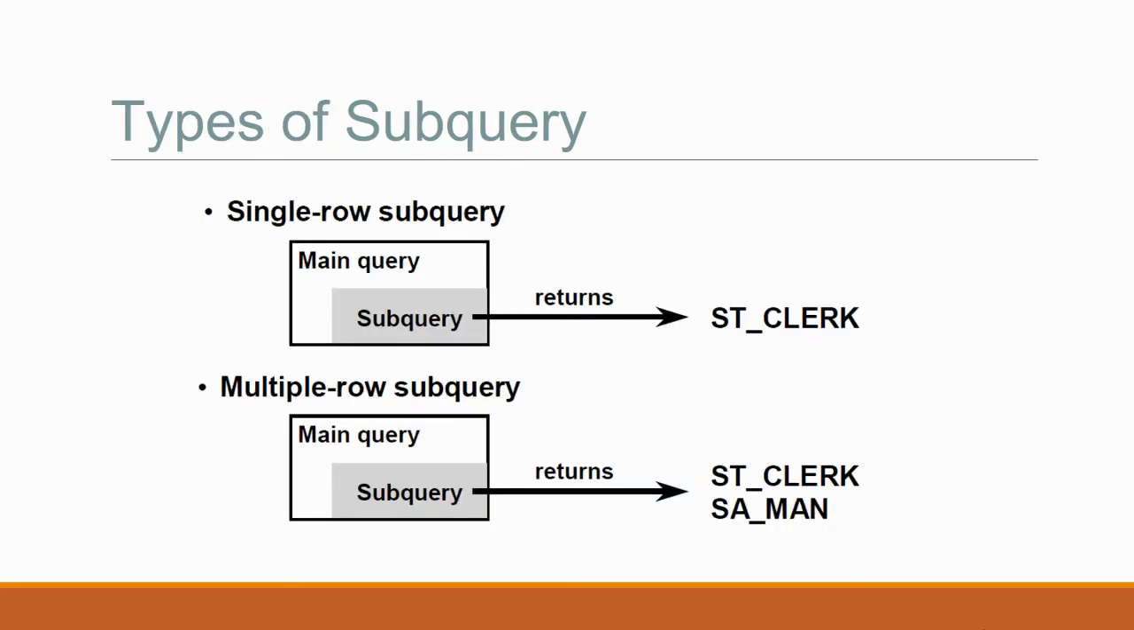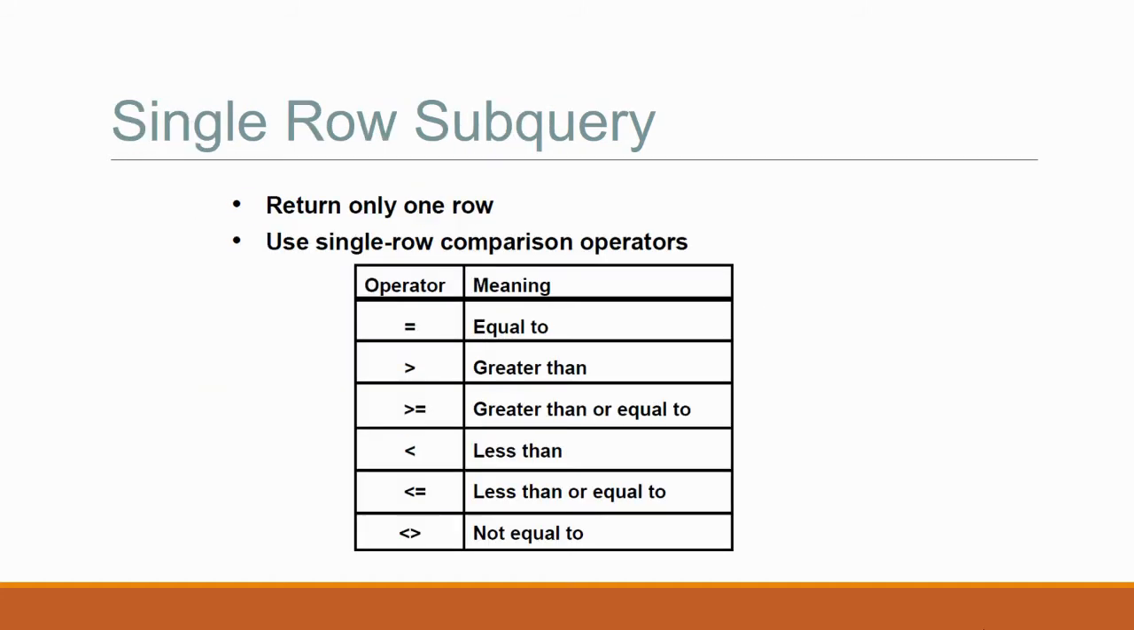Subqueries can be a single row or a multiple row. A single row subquery is one that returns one row from the inner select statement. This type of subquery uses single row operators.